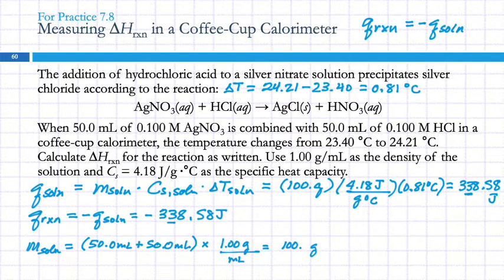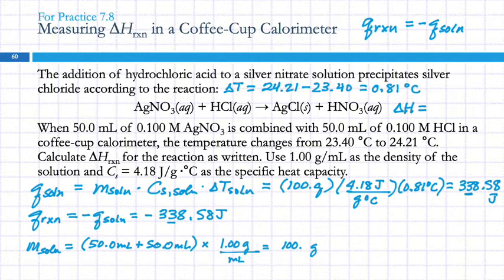So delta H up here would be the amount of energy that's released for how many moles of silver nitrate? 1. How many moles of HCl? 1. How many moles of those do we have in this reaction, in the coffee cup? Well, we have a volume here, and we have a molarity.